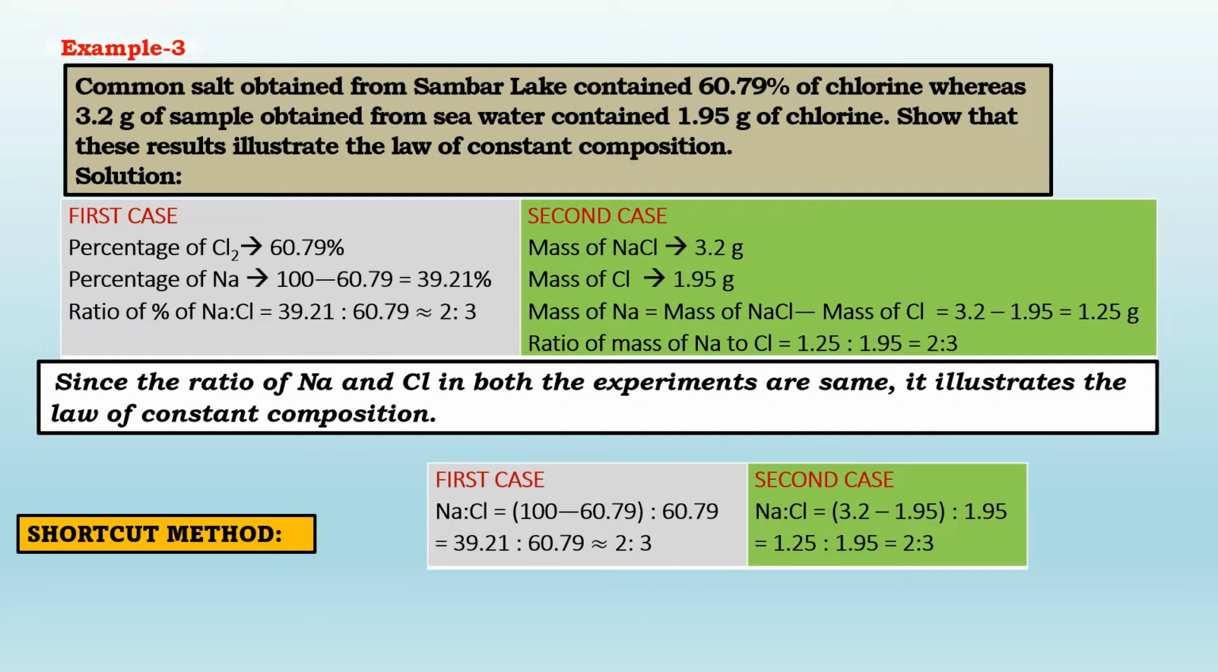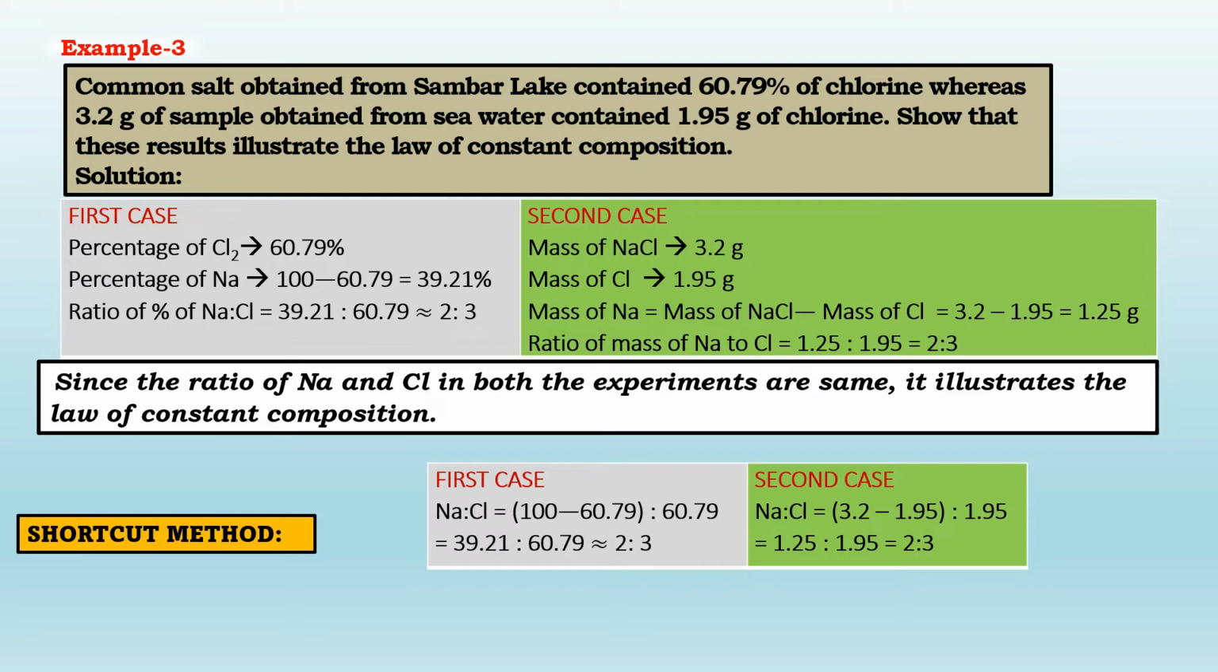Example 3. Common salt obtained from Sambar Lake contained 60.79% of chlorine, whereas 3.2 gram of sample obtained from seawater contained 1.95 gram of chlorine. Show that these results illustrate the law of constant composition. First case, percentage of chlorine is equal to 60.79%. Percentage of sodium is equal to 100 minus 60.79, that is equal to 39.21%.